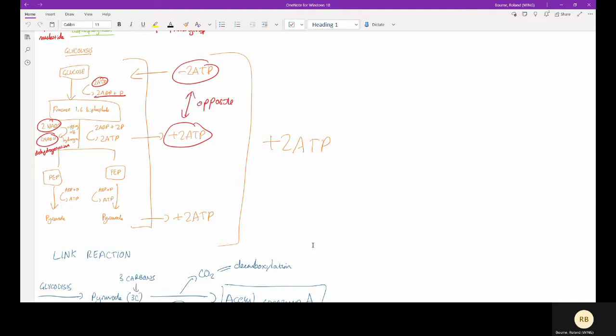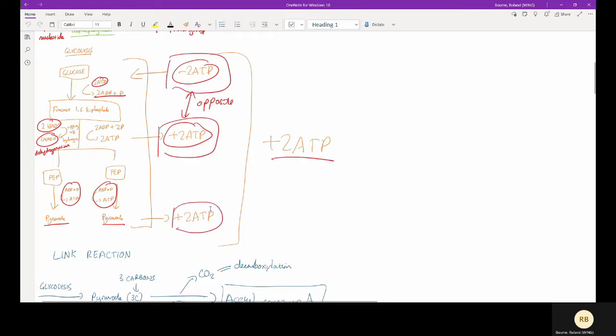2 phosphoenolpyruvates, or PEP, are formed, and another ADP phosphorylation occurs for each of the molecules, forming 2 pyruvates, concluding glycolysis. During this process, we use up 2 ATP at the start, but form 4 ATP, giving us a net gain of 2 ATP per glucose molecule.